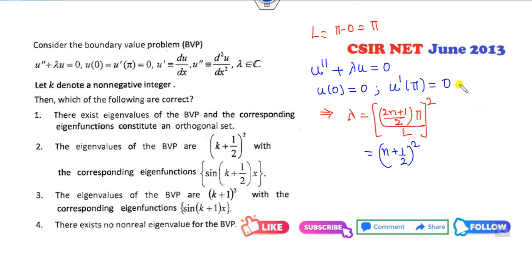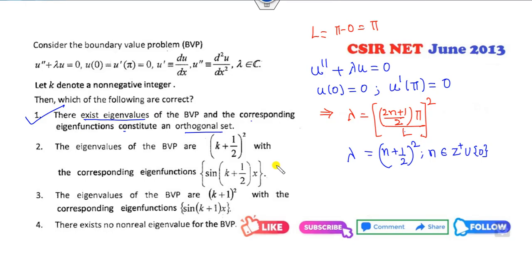L, pi will be cancelled out. So lambda will be here, and in this case n is a positive integer and 0 also, because if you take it as 0, it is still counted. So there exist eigenvalues and the corresponding eigenfunctions are orthogonal. That's the correct option. There exist eigenvalues.